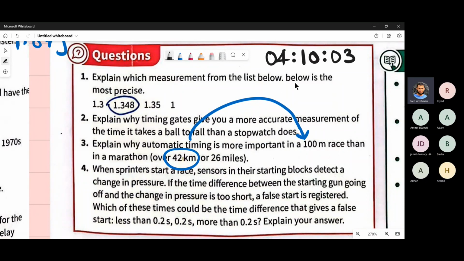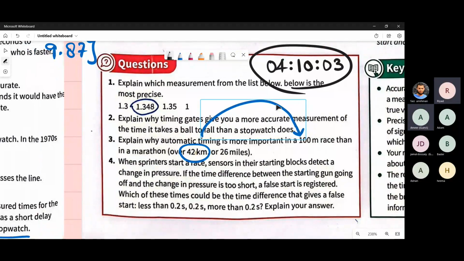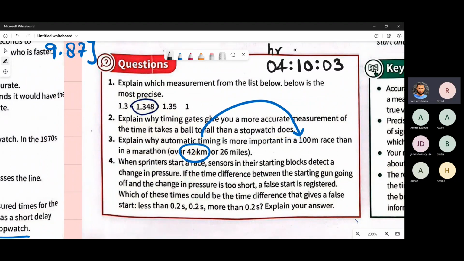How much time did you run? Tell me, how will you read this number? 4 hours, 10 minutes, and 3 seconds. Very good. So microseconds are not required. We don't want 3.47 here. It's irrelevant. Okay, Adnan and Badr and Adam, now it's better.